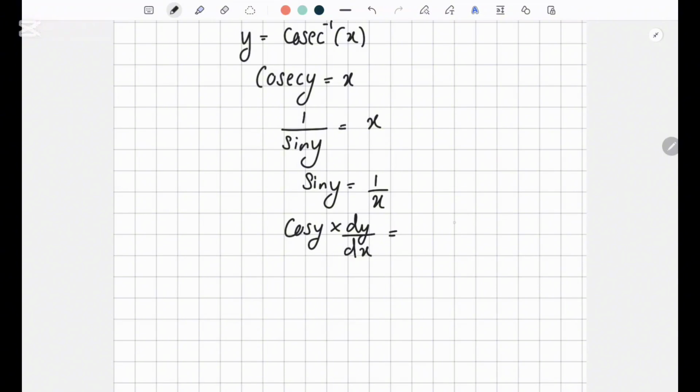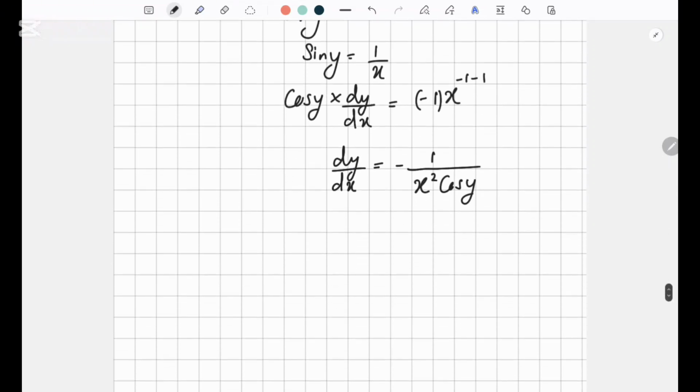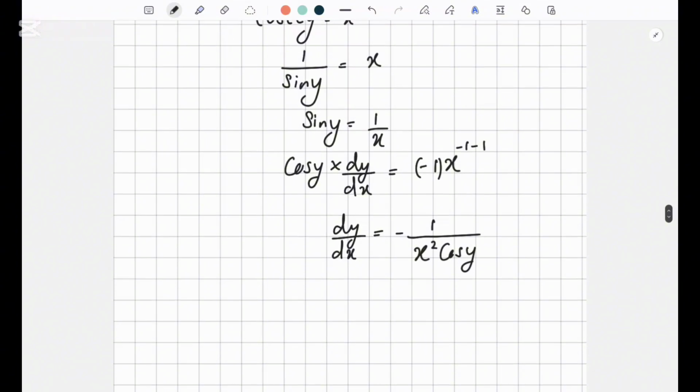of 1 over x. So 1 over x is x to the power minus 1, right? So minus 1 comes down, and then the power becomes minus 2, right? So dy over dx equals minus 1 over x to the power 2 into cos y, right? So yeah, this is our differentiation, okay?